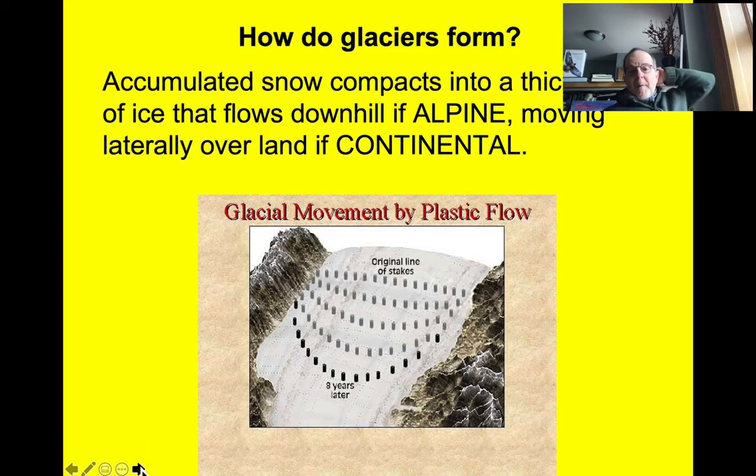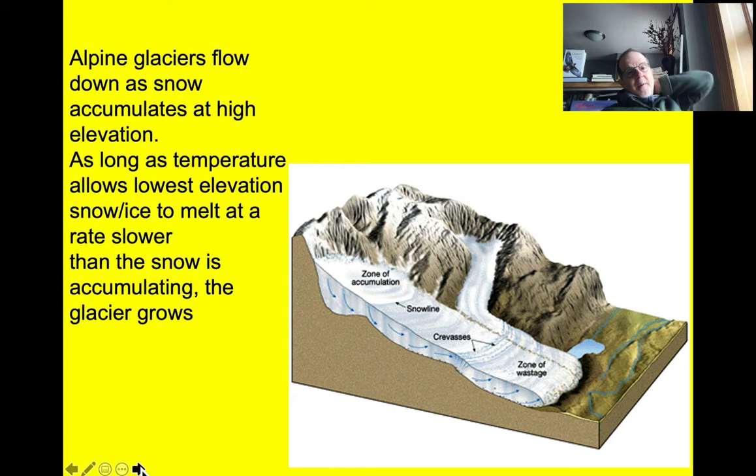So accumulated snow compacts into a thick layer of ice that flows downhill if alpine, moving laterally over the land if continental. Alpine glaciers flow down as snow accumulates at high elevation. As long as temperature allows the lowest elevation snow and ice to melt at a rate slower than the snow is accumulating, the glacier will grow. So if you get more accumulation, more accumulation, then you have melt, melt, you get growth, growth. As soon as you have more melting than accumulation, well, then the glacier begins to retreat back up the mountain.